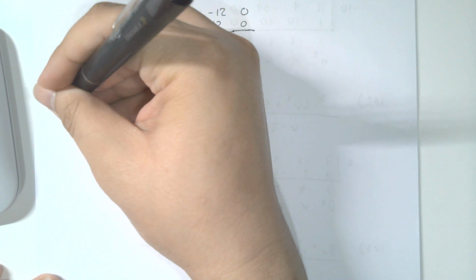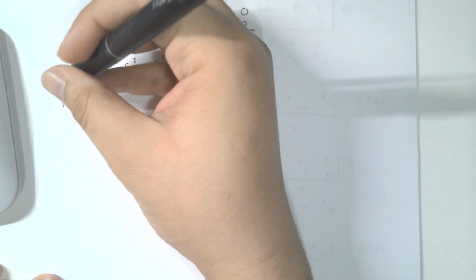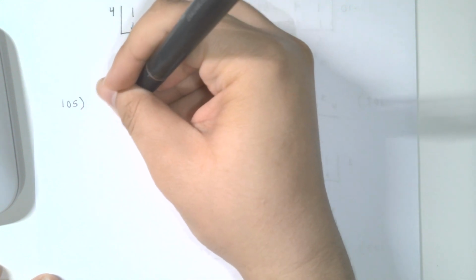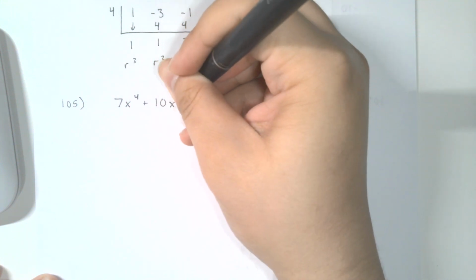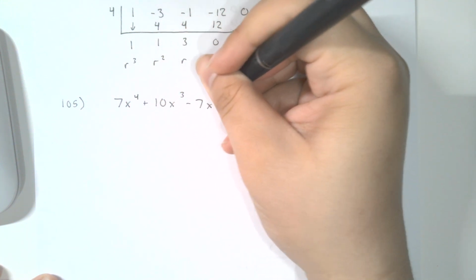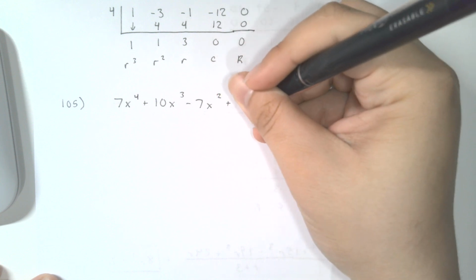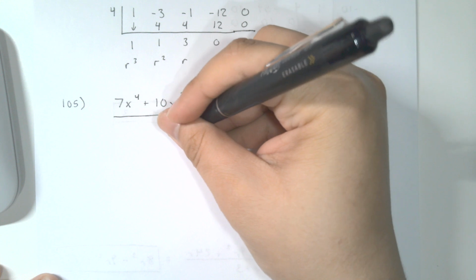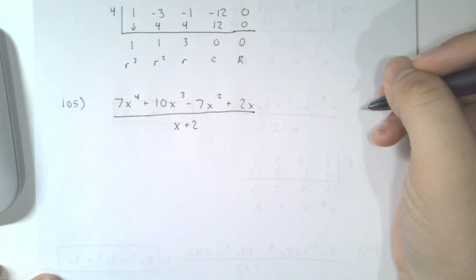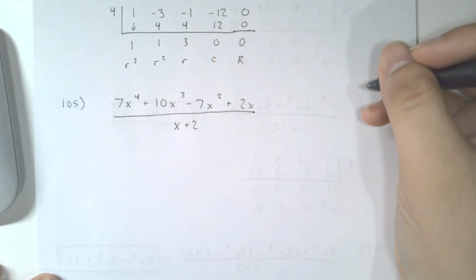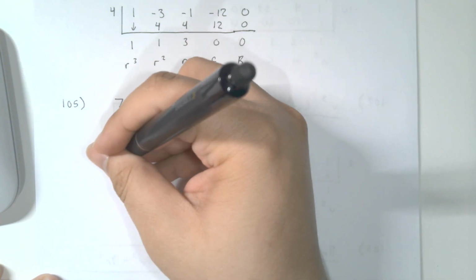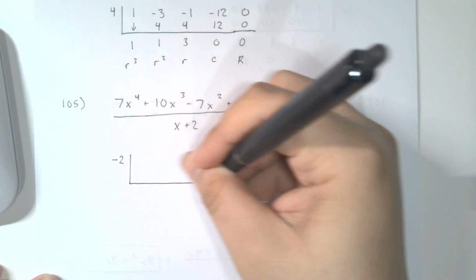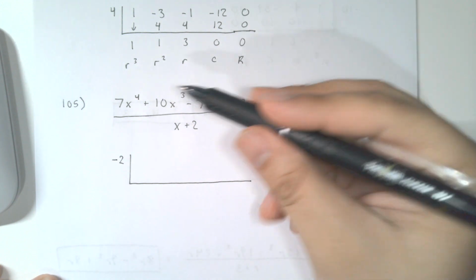So for number 105, we have 7x to the fourth plus 10x cubed minus 7x squared plus 2x divided by x plus 2. So we have a plus 2 here, so we negate it, and we have negative 2. And set up our box.